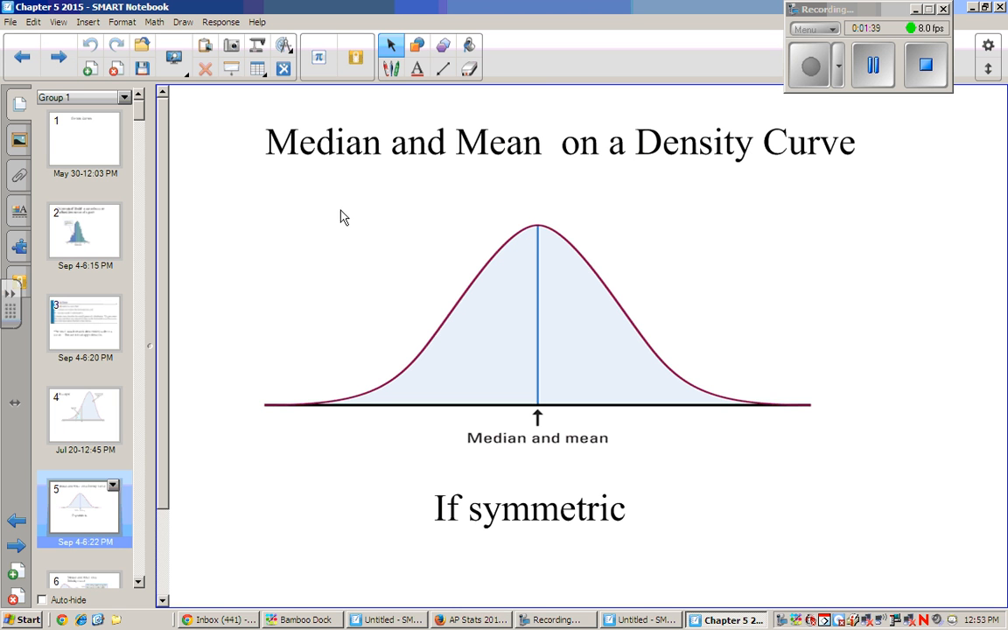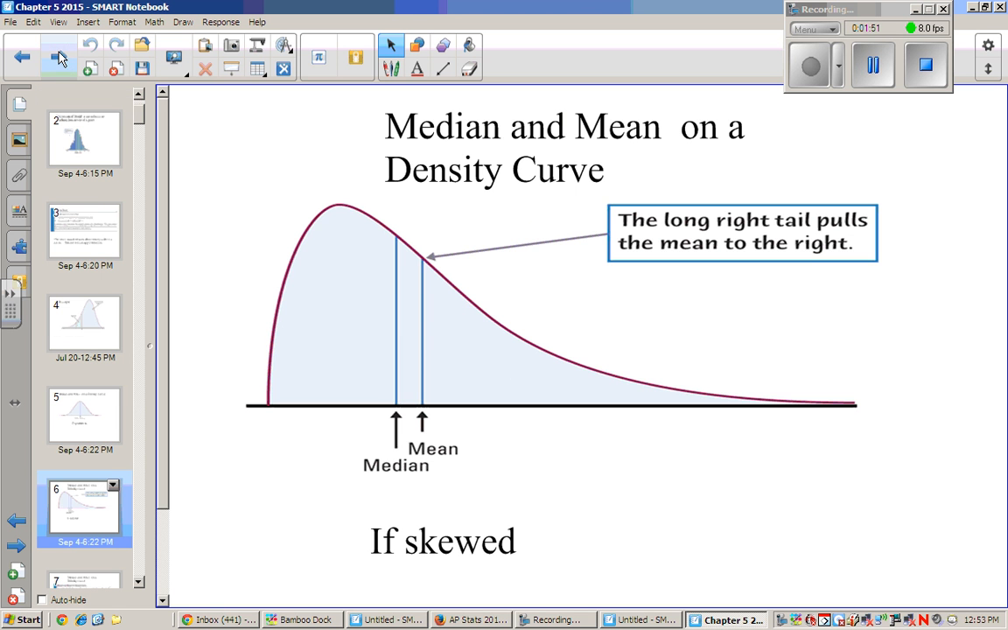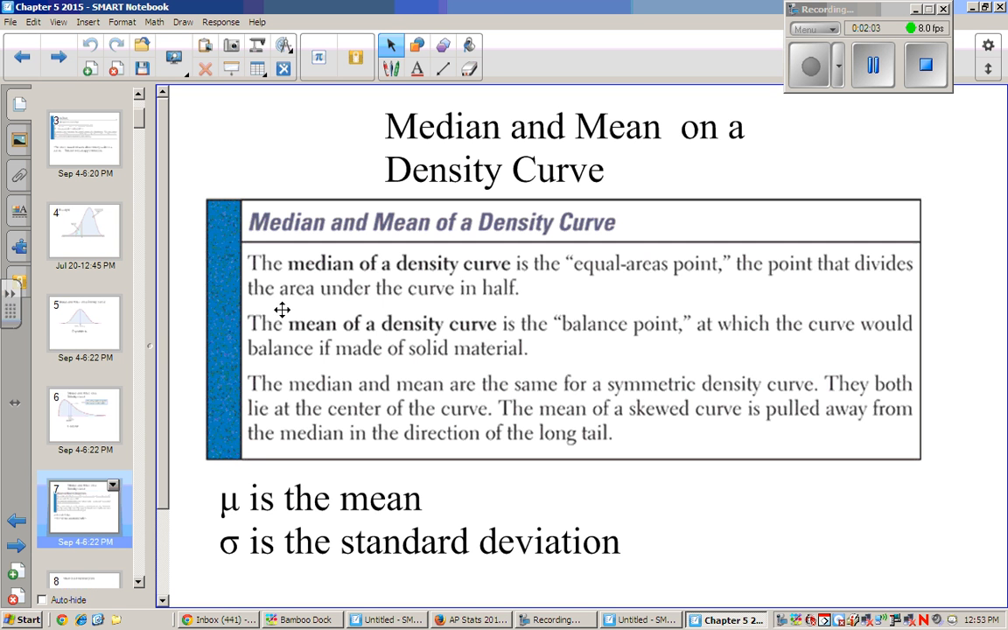Now, in a density curve, if this is a symmetric distribution, the mean and the median are exactly at the same spot, right in the middle. However, if it is skewed, just like we learned in our first chapter, the mean gets pulled closer and closer to the tail, and the median lags behind.